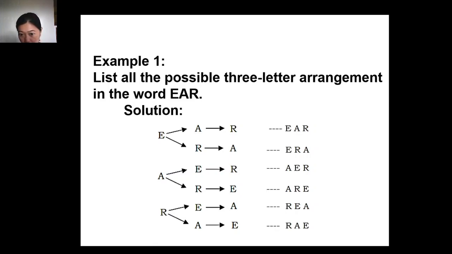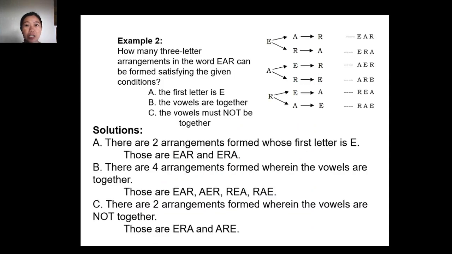Now, in the given example, the number of possible 3-letter arrangements in the word ear, if we're going to count, the answer is 6. So we have E-A-R, E-R-A, A-E-R, A-R-E, R-E-A, and R-A-E. So those are the possible 3-letter arrangements in the word ear. And the result, 6 possible arrangements, that is what we call the permutation or the number of permutations.